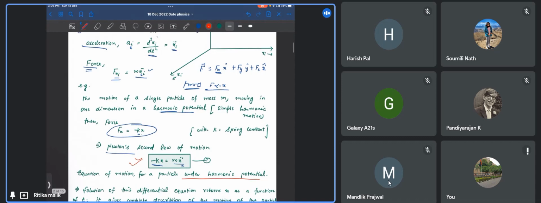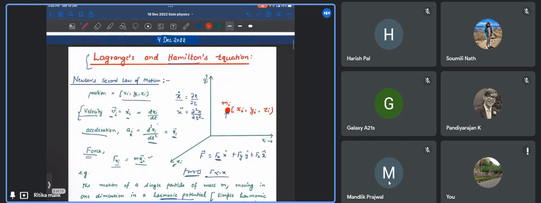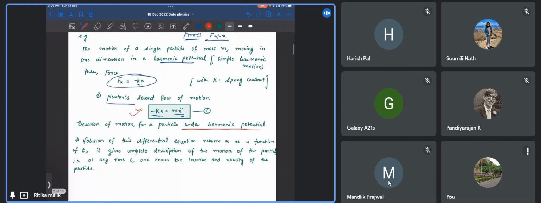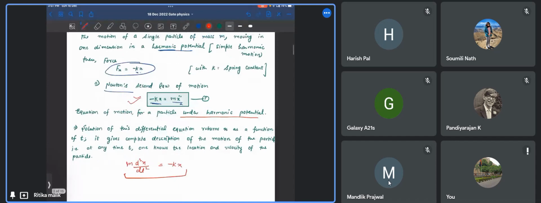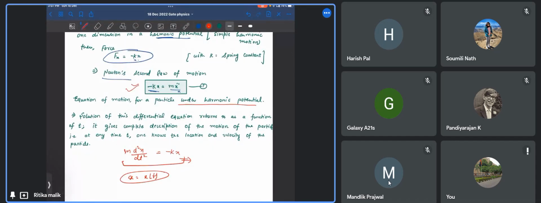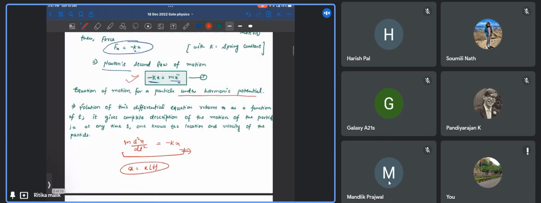This kind of equation we will derive using Lagrangian mechanics and Hamiltonian mechanics. If the equation is easy to solve, you can simply solve d2x by dt square equals minus kx as a differential equation, and then you will get x as a function of time t. I think you know how to solve a differential equation of second order. Once you know x, you can calculate v by simply dx by dt. If you know x and v of the particle, you know everything about the particle: how it is moving and how it is going to change its position with respect to time t.